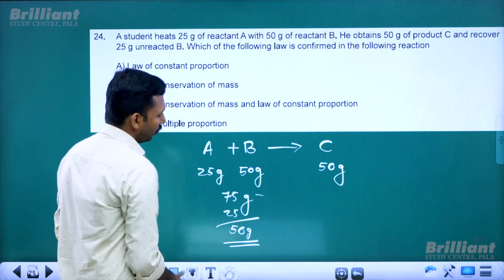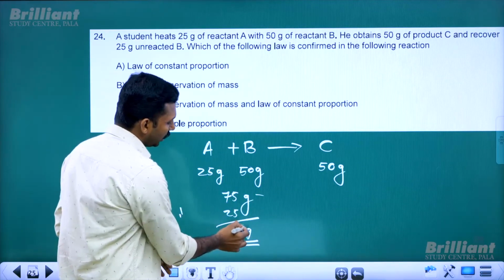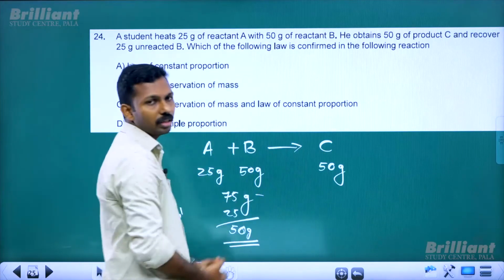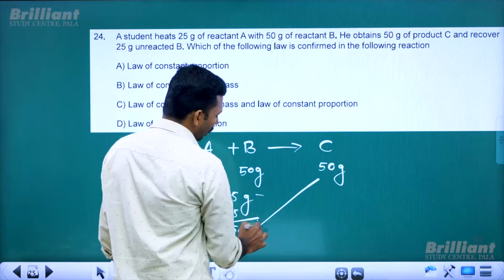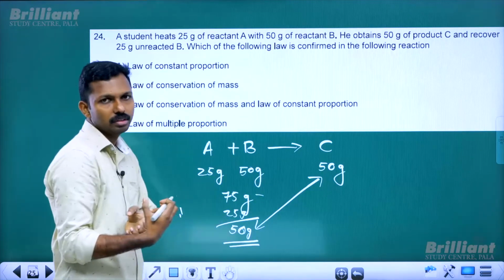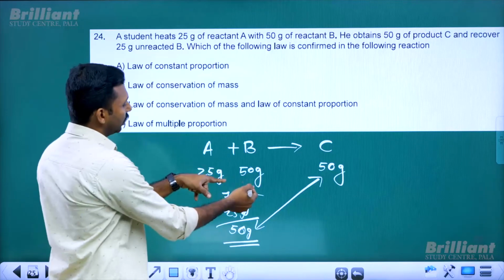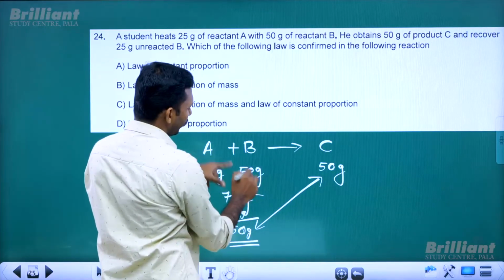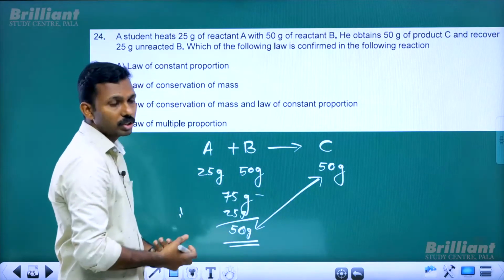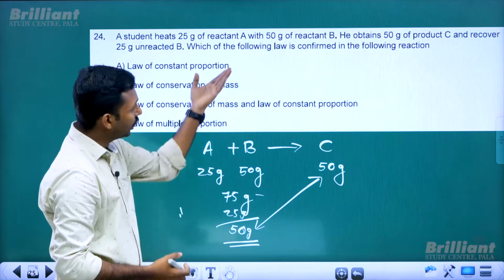Okay, so now the total mass of reactants reacted will be equal to 50 gram. Product formed is 50 gram. So both of these two are balanced. 25 gram of the reactant B is recovered. So if we are considering 25 gram here instead of 50, 25 plus 25 is equal to 50. So 25 is recovered, they are saying.